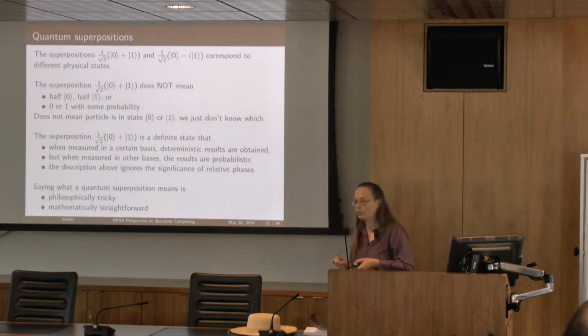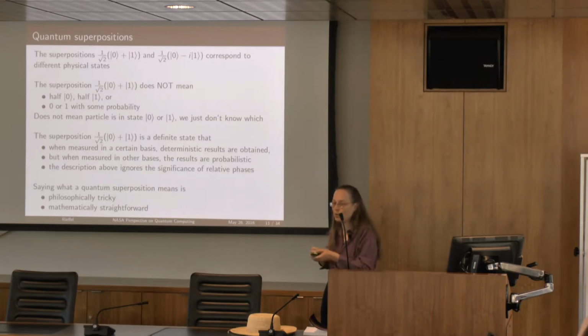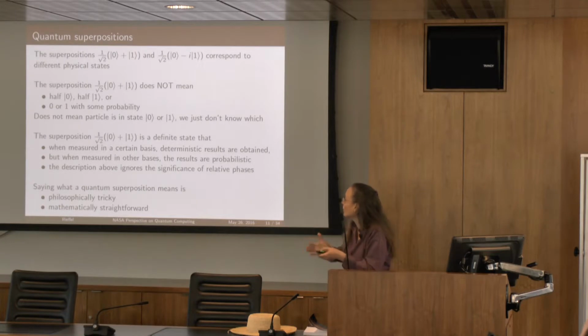But before I do that, I just want to emphasize a couple things about these quantum superpositions. So I've written two quantum superpositions at the top. They're both 0 and 1, but one of them has a -i before the 1. But they both are sort of half 0 and half 1.